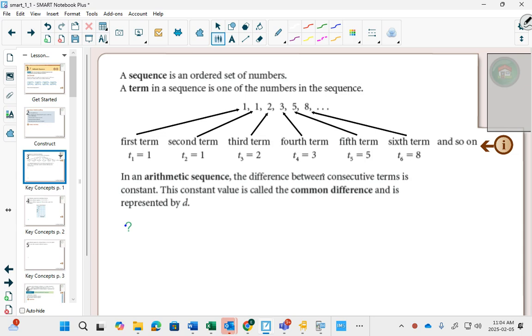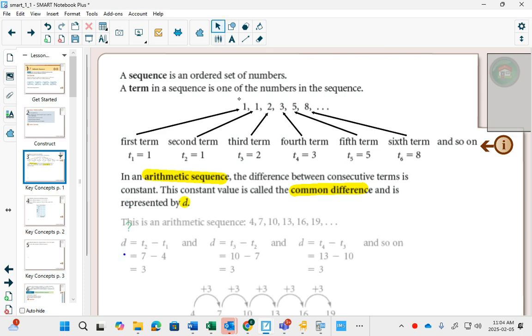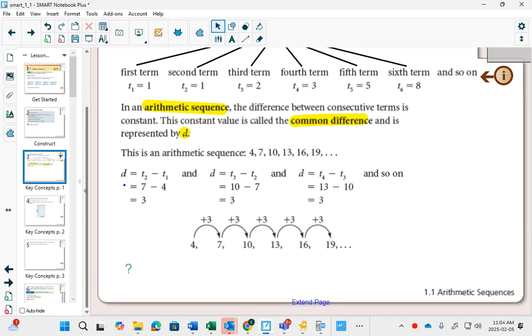Yesterday we had highlighted a few things. We had highlighted arithmetic sequence, common difference, and D. And we were looking at this sequence that was going up by 3. Use the book as well, for sure.